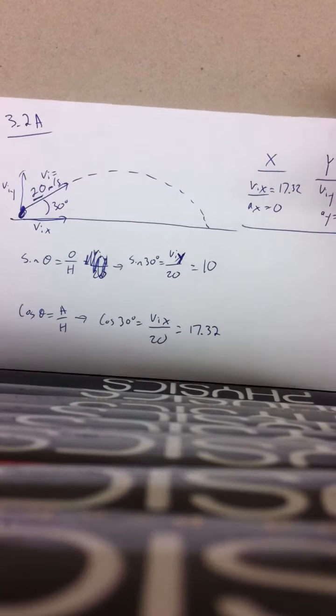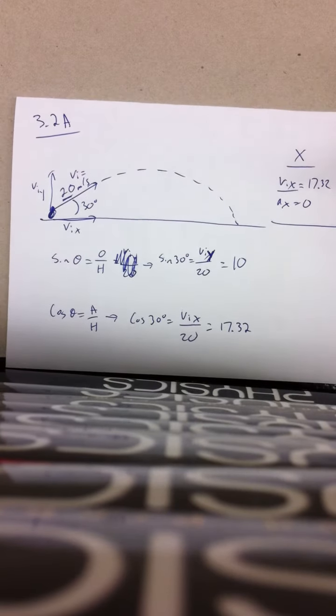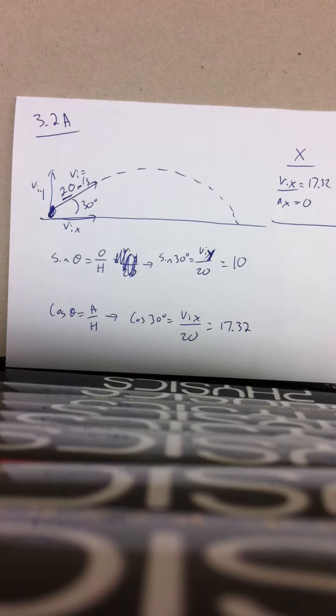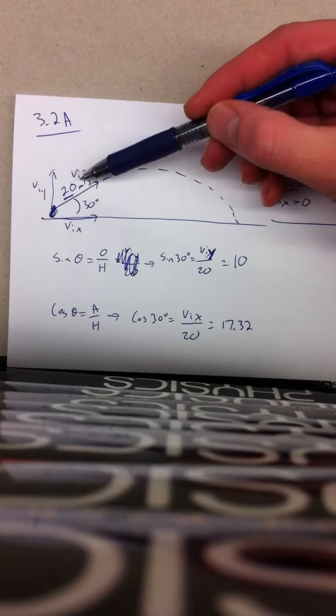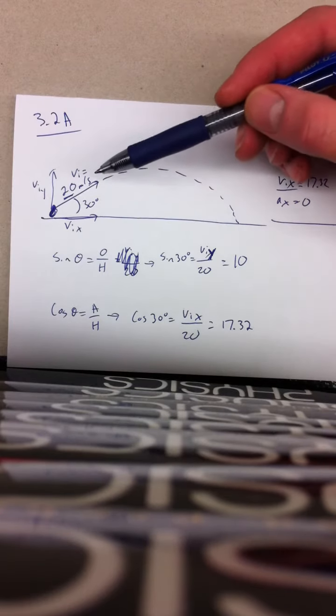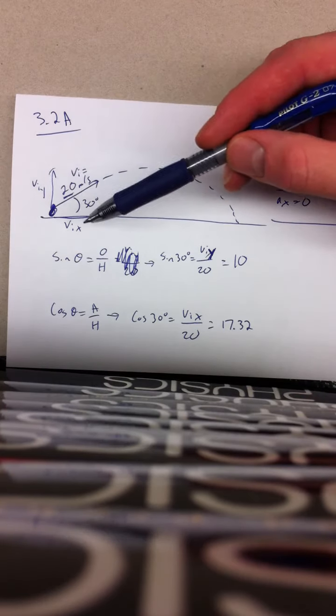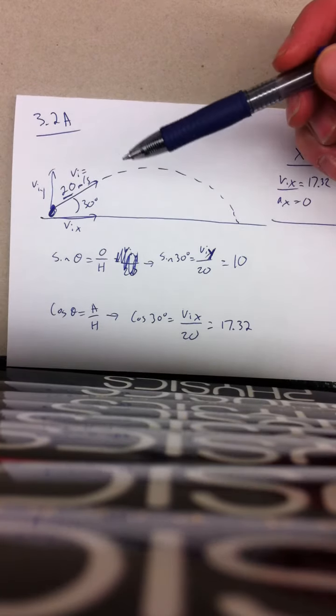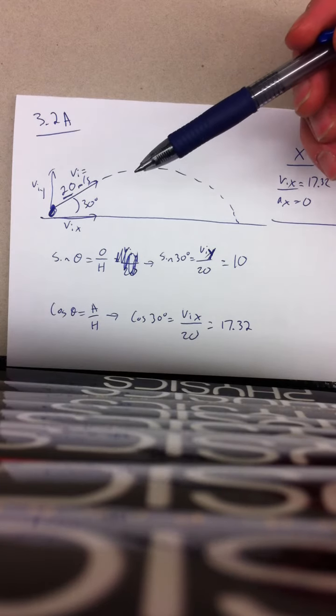All right, we're going to be working on question 3.2a. It says that an arrow was shot at an angle of 30 degrees at, I made my speed here 20. We have an initial velocity and a horizontal velocity to solve for before we even get started. Excuse me for my voice, I'm just sick.